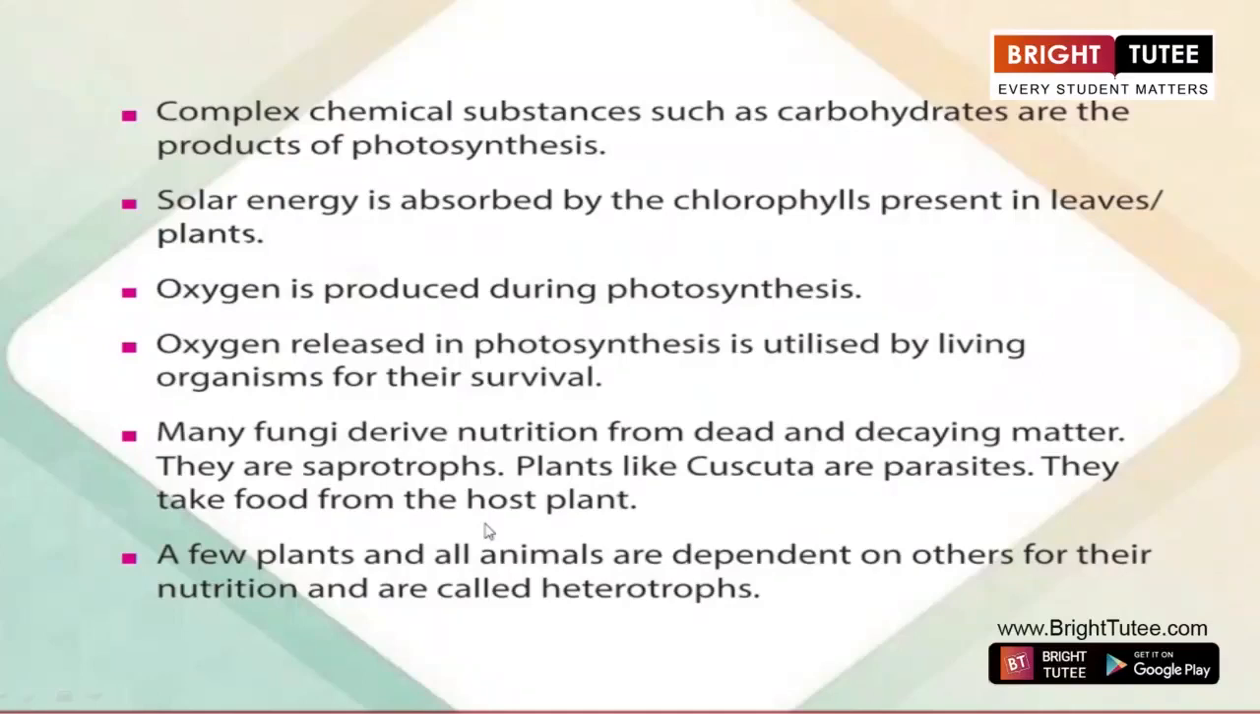We read in the chapter that many fungi derive their food from dead and decayed matter, right? And then we read about the plant known as cuscuta. It is basically a parasite and it takes food from the host plant, right? And then we read that a few plants and all animals are dependent on others for their nutrition and are called heterotrophs. Few plants like the insectivorous plants, and all animals, we all are dependent on others for nutrition and are called heterotrophs, right?